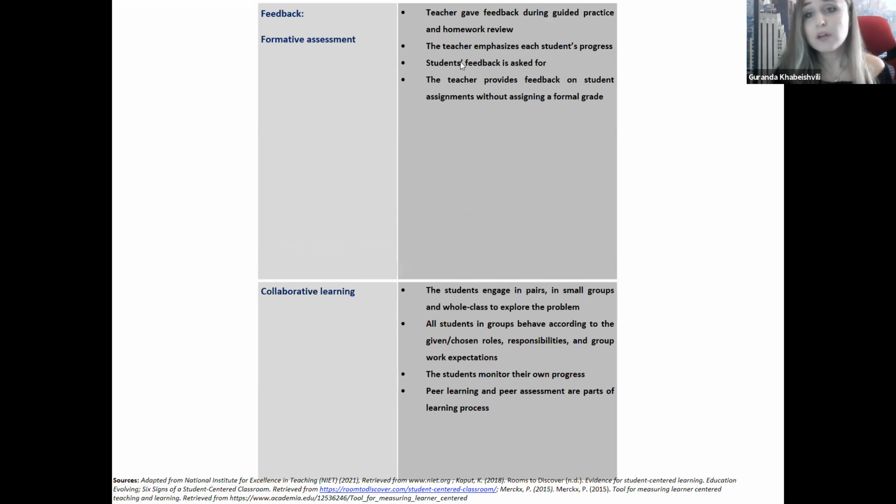Feedback is one of the components of the student-centered classroom, and it should be formative. The teacher provides feedback on student assignments without assigning a formal grade, and needs to emphasize students' progress rather than mistakes. Collaboration is also one of the indicators of a student-centered classroom. The students should be engaged in pair work and group work, and they need to explore the problem. Peer learning and peer assessment are part of the learning process as well.